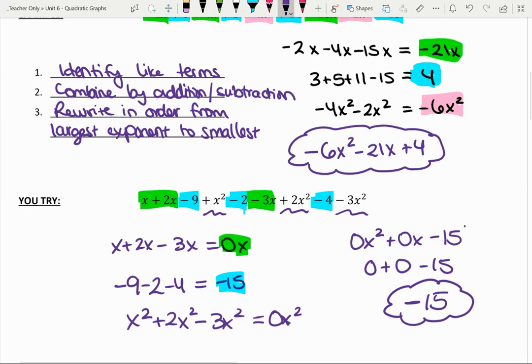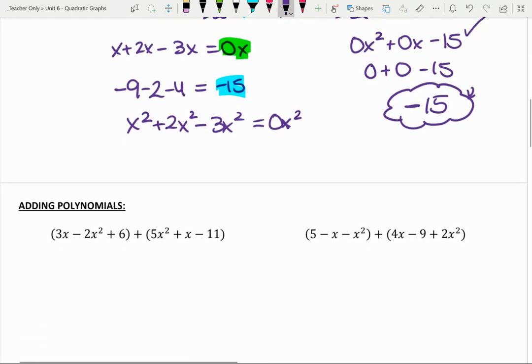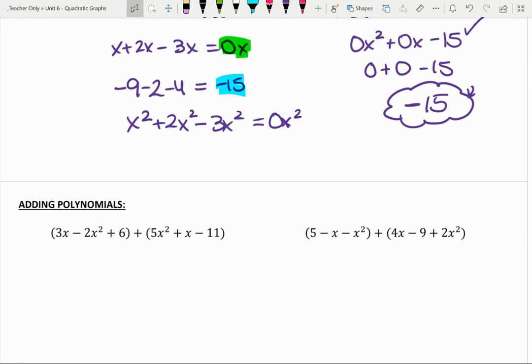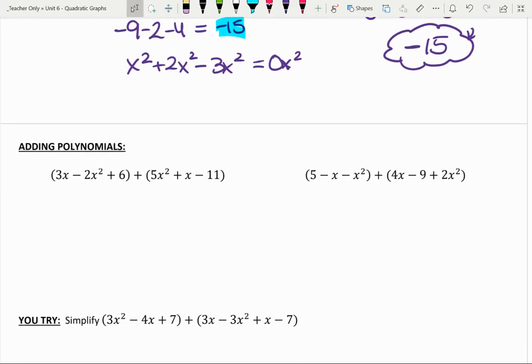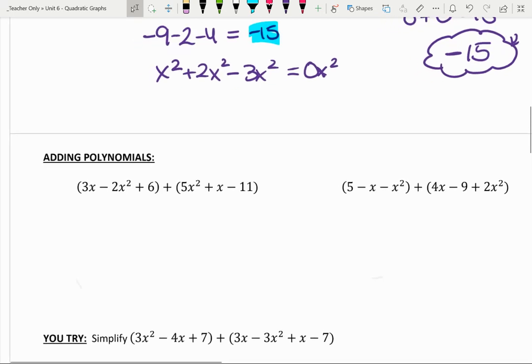So if you got to the 0 terms with a 0 in the coefficient, that's great. If you manage to simplify it all the way down to negative 15, even better. So let's talk about what this might look like with polynomials. Again, those expressions that are using coefficients and variables and addition and subtraction.